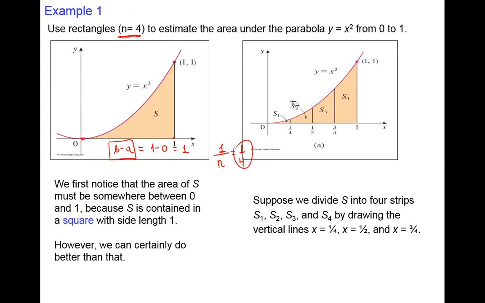Okay. And then I'm creating these lines. That means I'm trying to create, first of all, 4 strips. We have 1, 2, 3, 4 strips. But you probably know what I'm going to do. I'm going to create rectangles because I know the area of the rectangle.